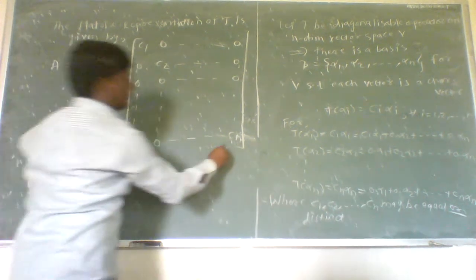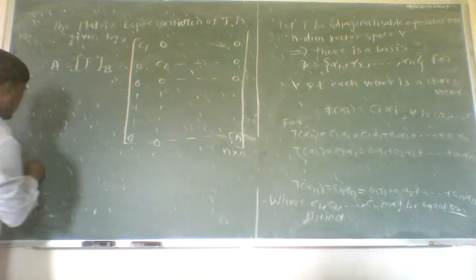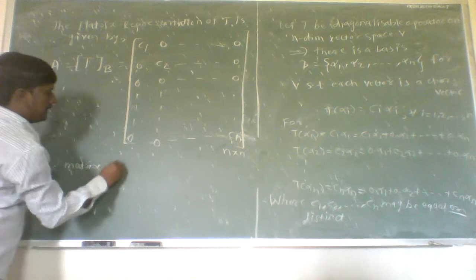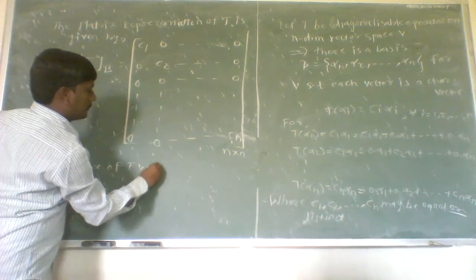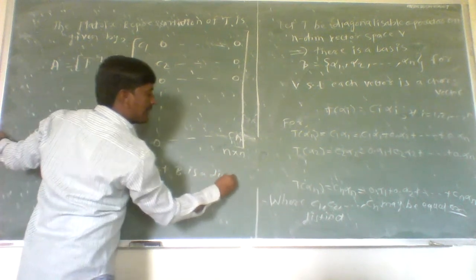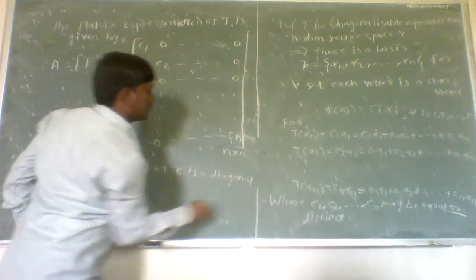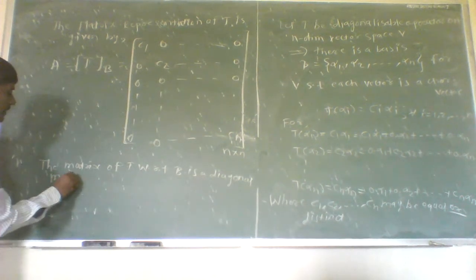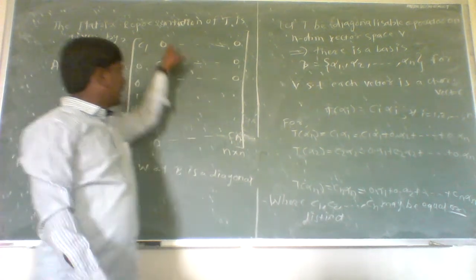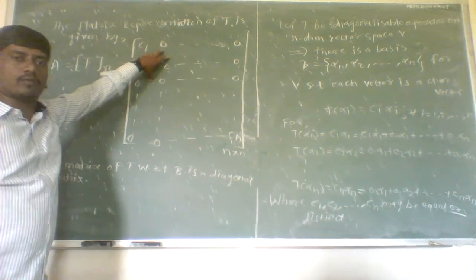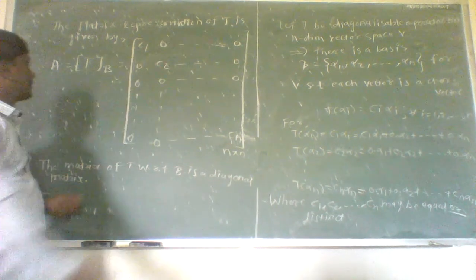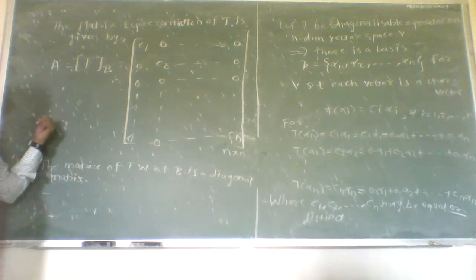So here the matrix of T with respect to B is a diagonal matrix by the definition of diagonal matrix. A matrix is said to be a diagonal matrix if Aij equals 0 whenever i is not equal to j, and here Aij is equal to 0 whenever i is not equal to j. So this one is a diagonal matrix. As it is a diagonal matrix, the corresponding linear operator is said to be a diagonalizable operator.